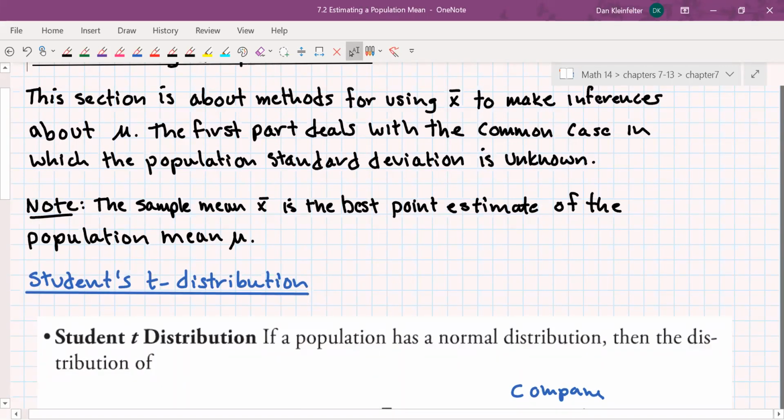So first thing is the idea of a point estimate. We had before the idea that P hat was a good estimate of P, and so it makes sense that X bar is a pretty good estimate of mu. So X bar is the best point estimate of mu.